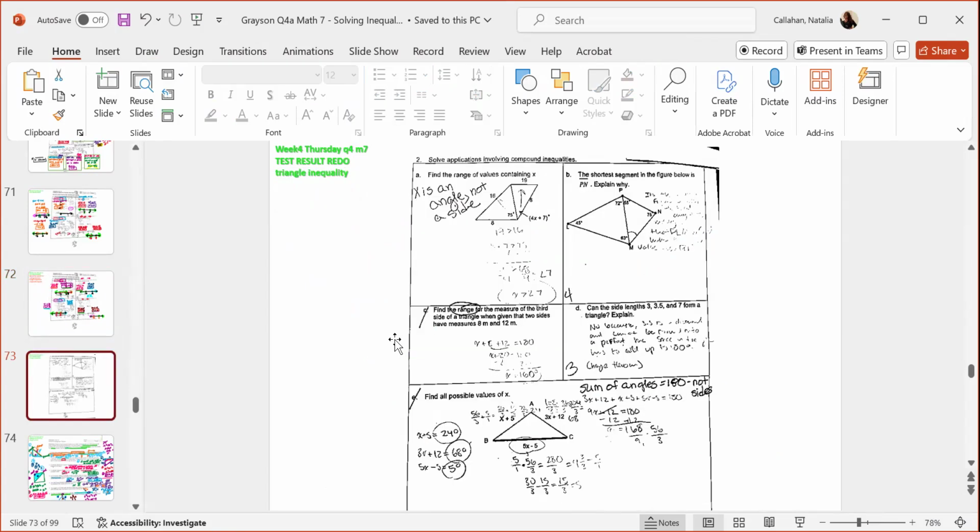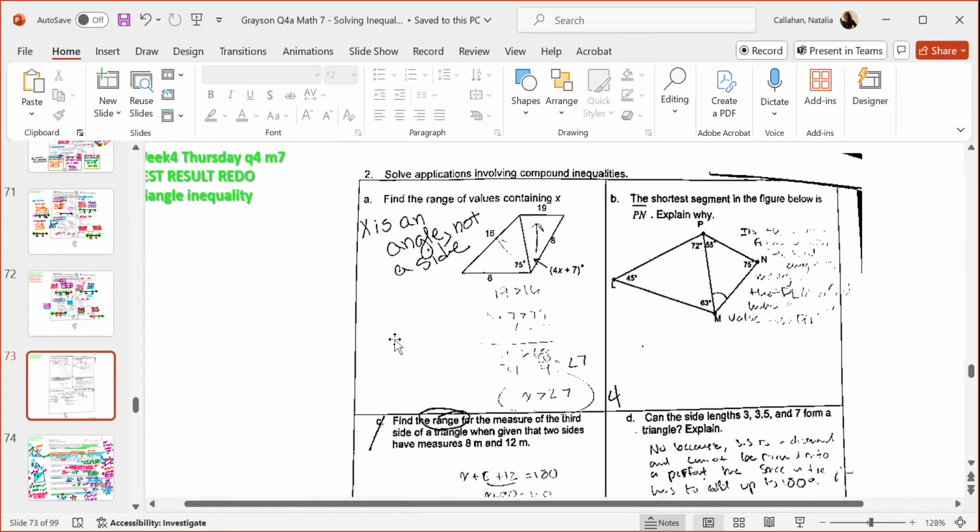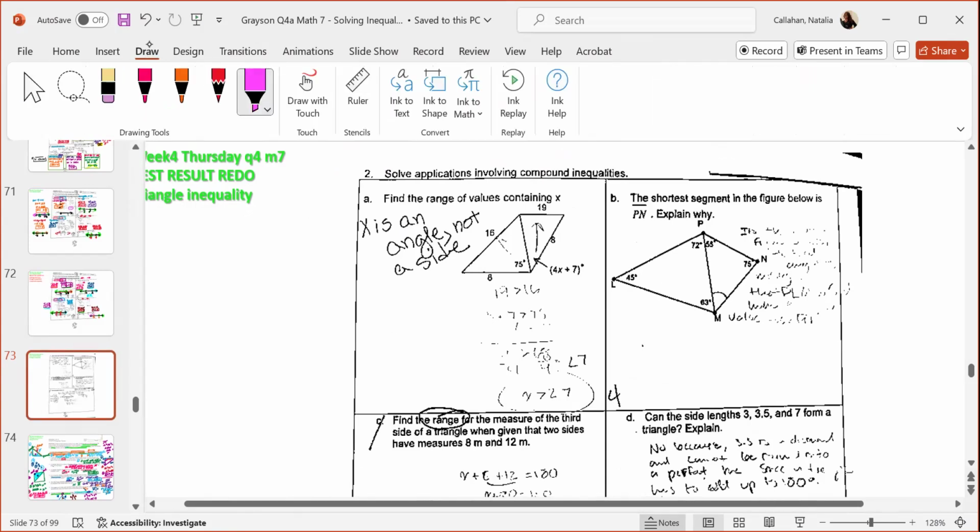Okay, back side of the test. Okay, remember, opposite angles and opposite sides, right? So if the opposite side is a small angle, then the opposite angle is a small angle too, right? Okay, find the range. When you're looking for the range, for the values containing x, correct? So we're only looking for things that contain x. Well, I know this angle contains x, right? And also know that there's another angle right there, right?